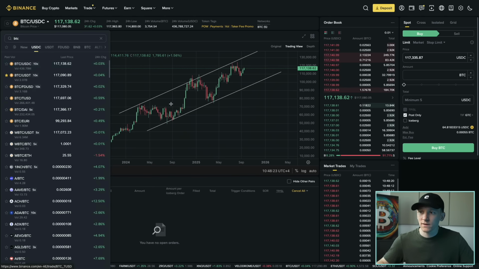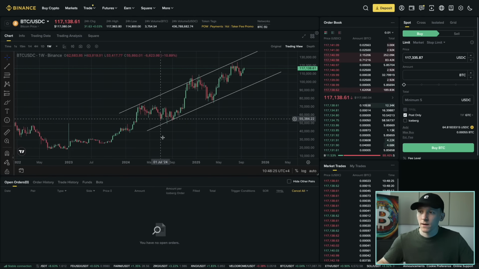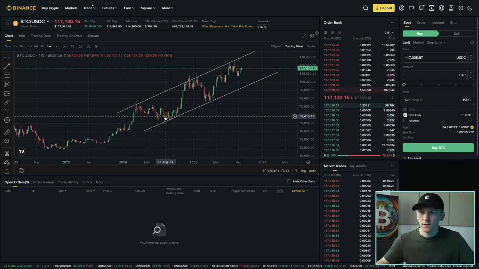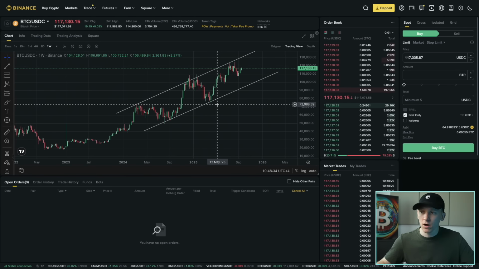For me, BTC USDC, which is right here. So we have this trading pair. This is showing me the exchange rate between Bitcoin and USDC, so Bitcoin and dollars. So we have the exchange rate here, and this is plotted as a chart over time.